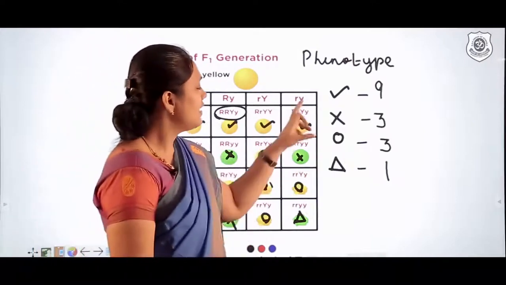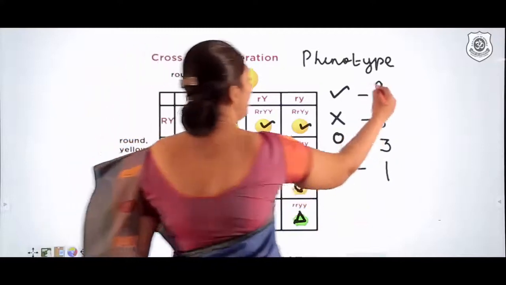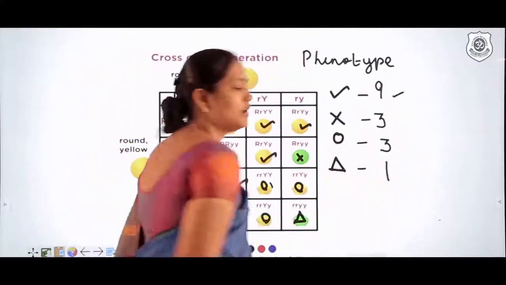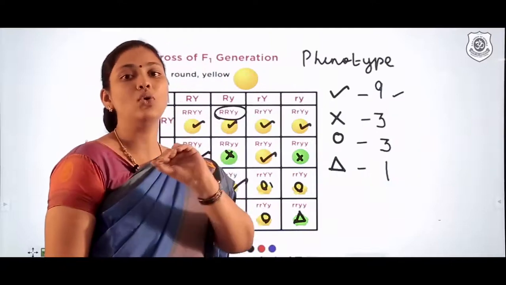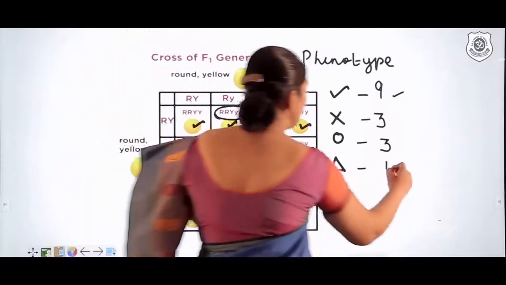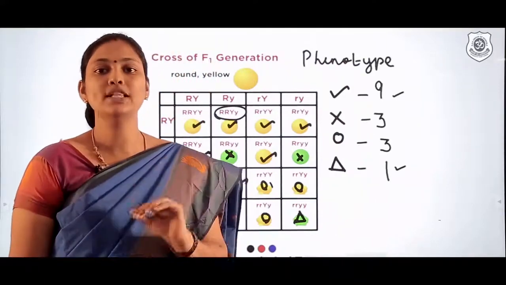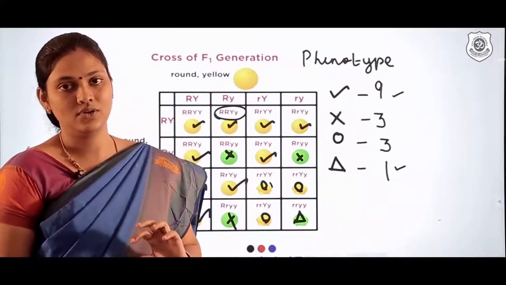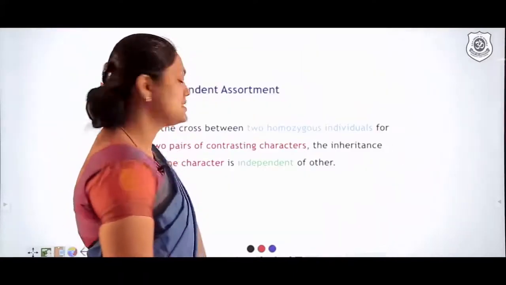Whereas here, 9:3:3:1. You have to remember, 9 denotes whom? Round yellow. Round seed with yellow color. Whereas the 1 denotes the recessive combination, wrinkled seed with green color. Okay. Now let's see what is the inference of this dihybrid cross.